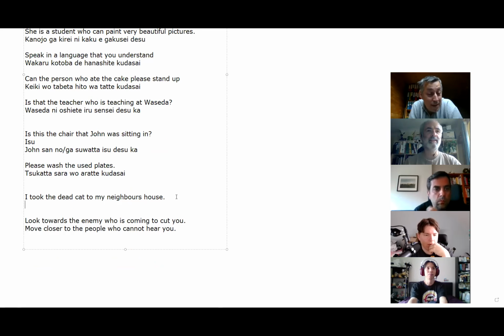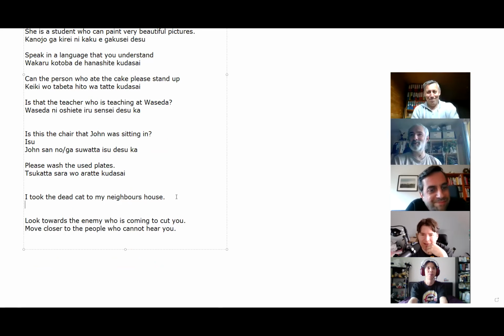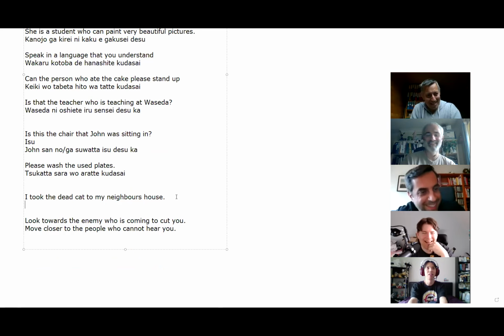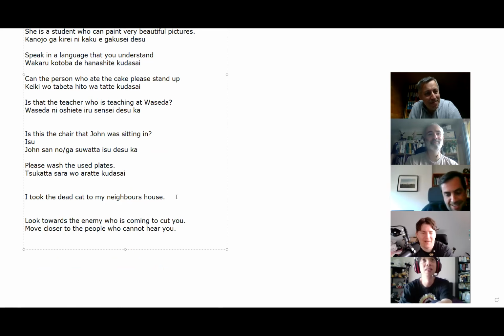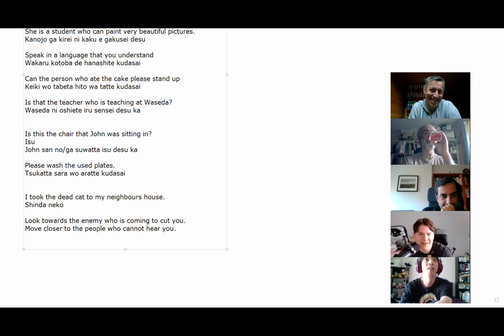David, I took the dead cat to my neighbour's house. I don't think it was his cat, but I took it anyway. Oh dear. Dead cat. Shindaneko, because it's not going to die in the future. Yes. I'm taking the cat to my neighbour's and then it'll die. I know pets who live.